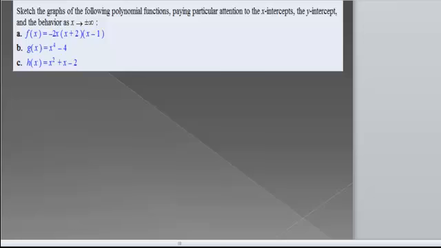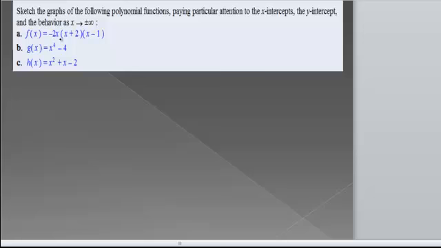Okay, now what we want to do is sketch the graphs of all of these polynomial functions. We want to pay special attention to the x-intercepts, the y-intercept, and the behavior as x approaches positive and negative infinity. Now remember, this part right here really just means what's the general shape of our graph.